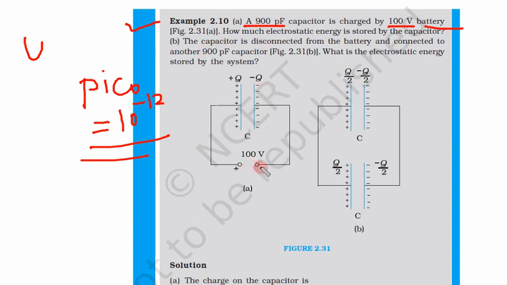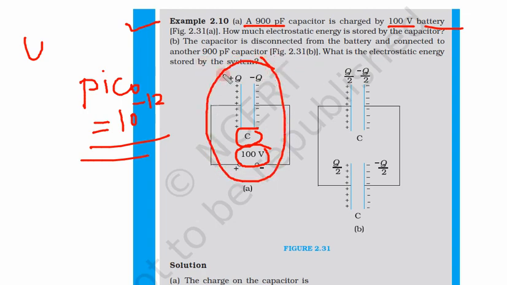Now, it is connected to a battery. The battery is producing 100 volt and the capacitance of this capacitor is 900 picofarad. You know this will get charged and store some energy. So what would be that stored energy in this capacitor?